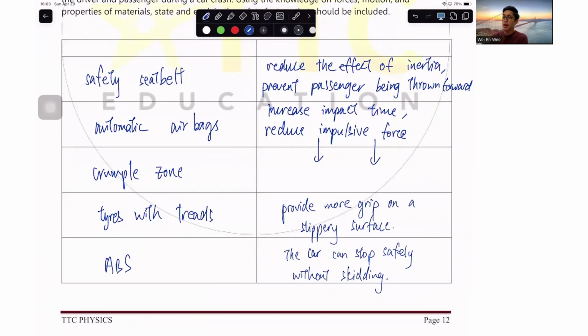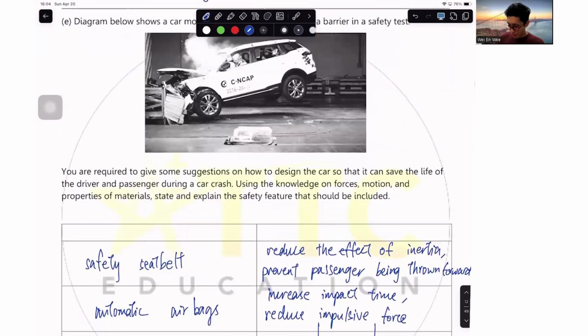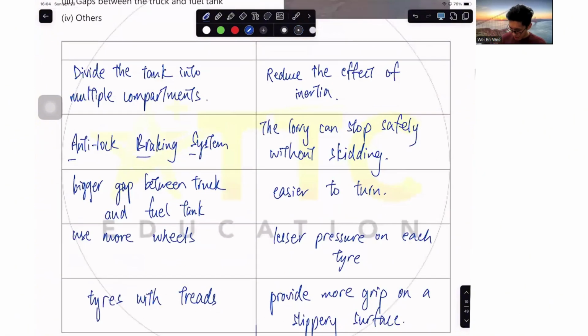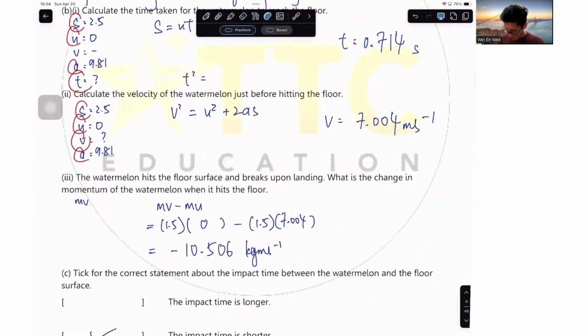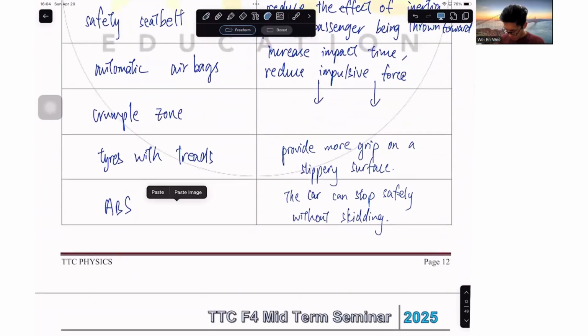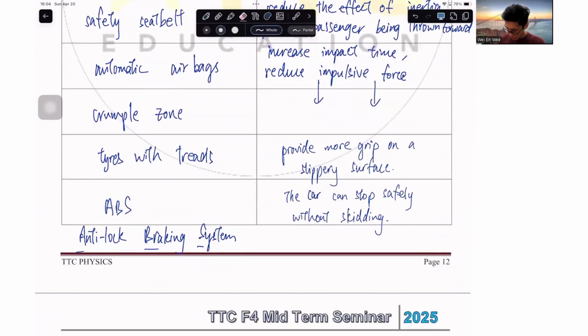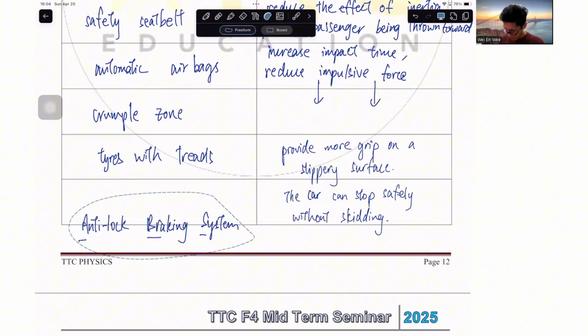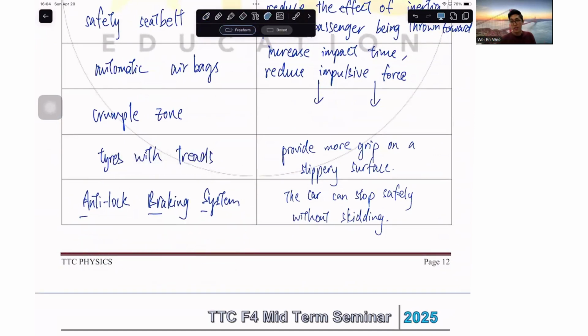Okay, so basically, for the rest of the questions, right, you can try it yourself. ABS stands for anti-lock braking system. Yeah, anti-lock braking system. ABS. Okay, so for the rest of the questions, you can try it yourself.